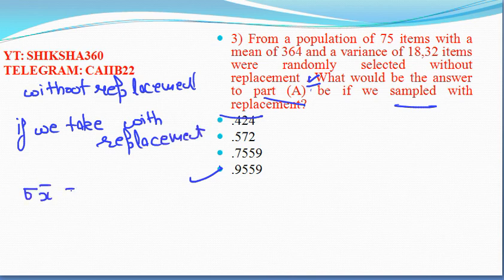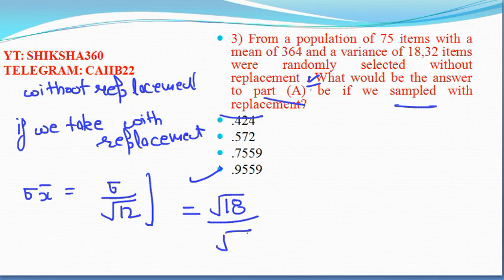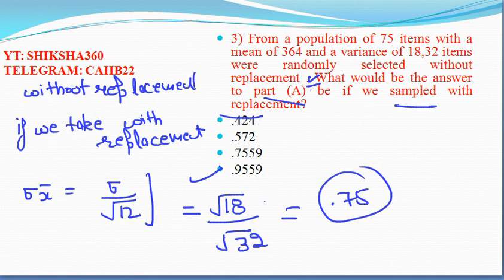Sigma x bar is equal to sigma upon root n. This is the formula in the case of with replacement. Here sigma is root 18 and n is 32. When we solve this, 18 upon 32, overall root, it comes out to be 0.75. So here our answer is this option.